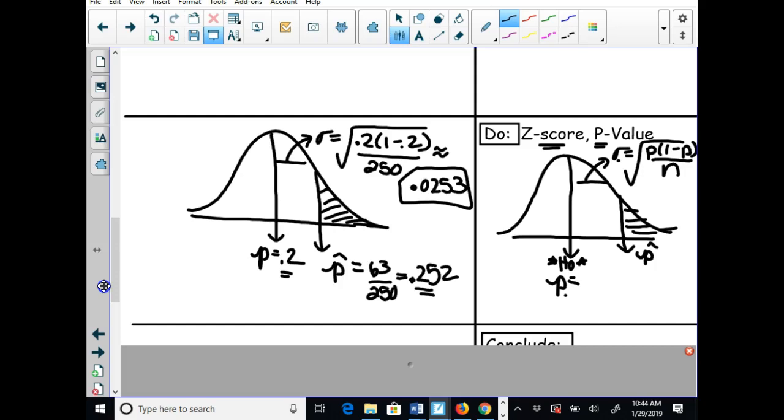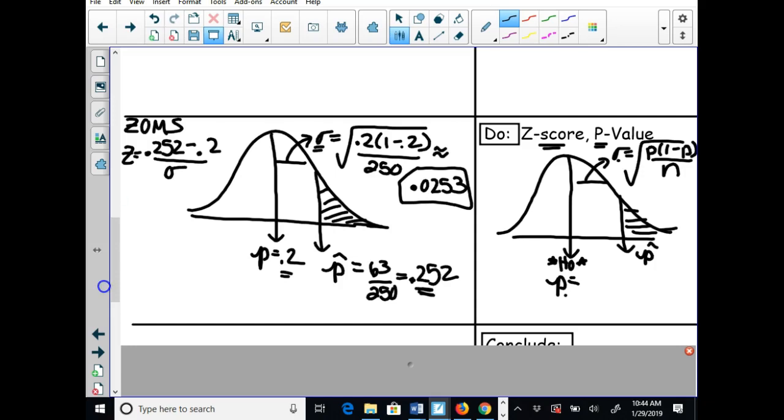What's our z-score again? Just a friendly reminder, ZOMS. Z is equal to what we observed. We observed 0.252, minus our mean, in this case 0.2, divided by our standard deviation. You do not need to rewrite our standard deviation when we already have it written out right here, so I'm just going to put divided by sigma.